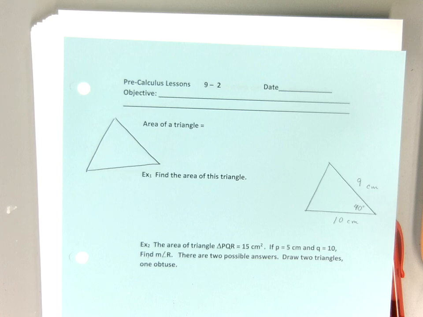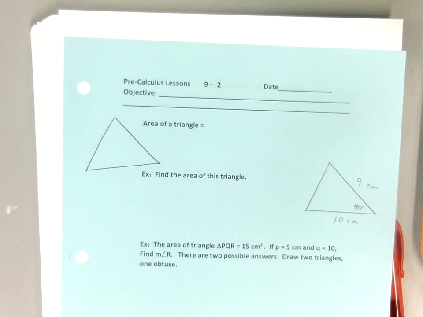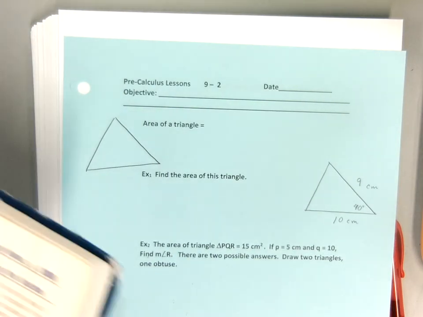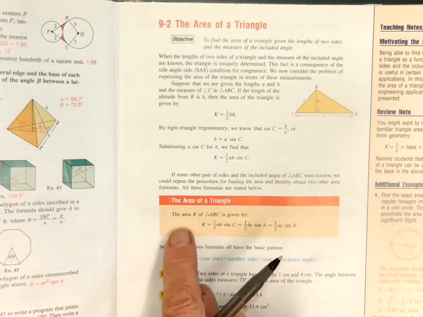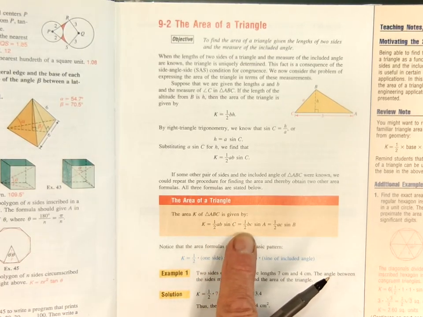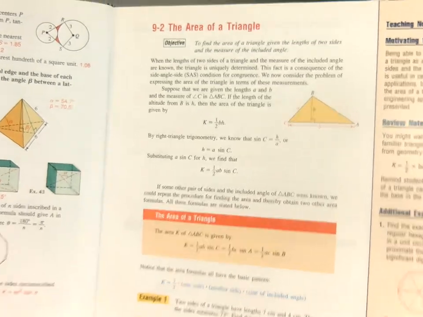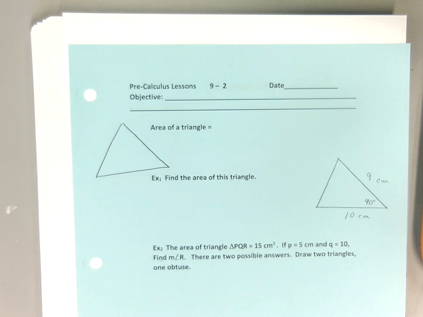So let's start off with number one. Before I begin, your book gives you, if you like formulas like this, awesome. K equals 1/2 AB sine of C, or 1/2 BC sine of A, or 1/2 AC sine of B. That's okay. Some kids like that. Me, I think it's better if you see it in context to the problem.